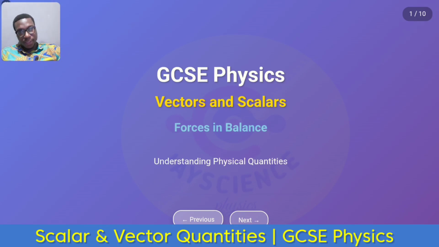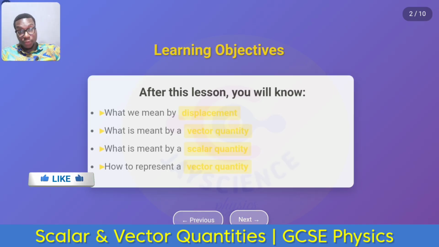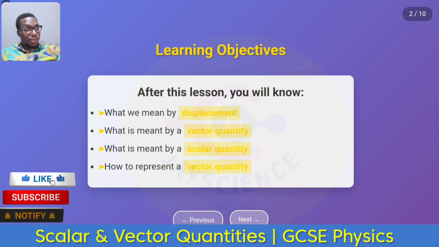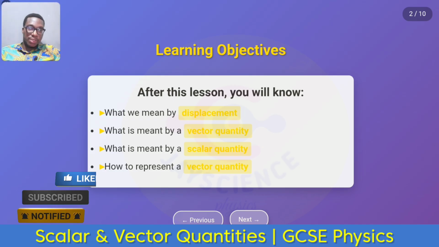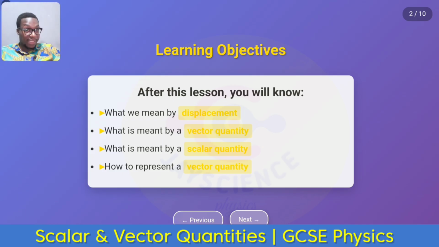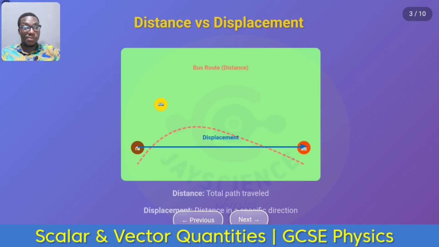Vectors and scalars. What are the differences between the two? So stick around. We're going to discuss what displacement is, how it's different from distance, and a couple of other quantities as well. And we'll make a direct comparison between scalars and vectors. We'll talk about what the fundamentals are basically.